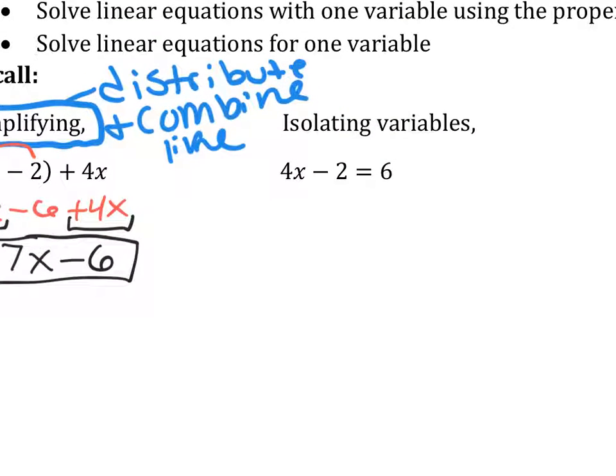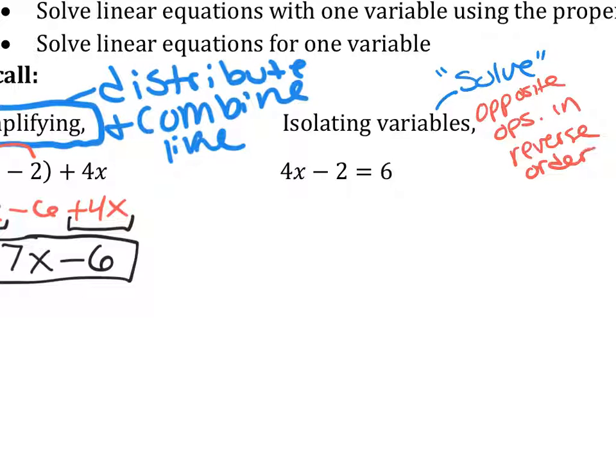All right. The other thing we learned how to do, this is what we did last week. This is isolating variables when you're trying to get a variable by itself. This is also when you're solving. This is where you do the opposite operations in the reverse order. So you can only do that when there's an equal sign. If there's no equal sign, you can't do any.